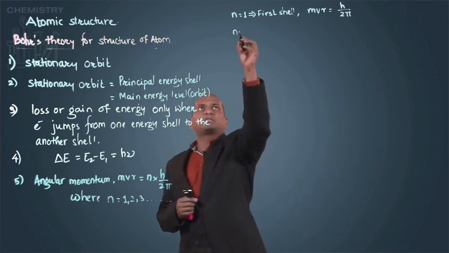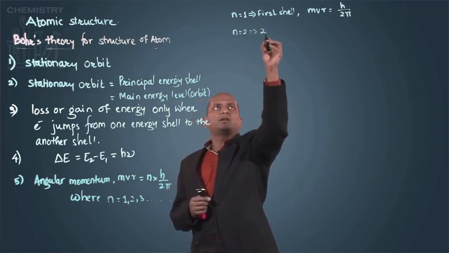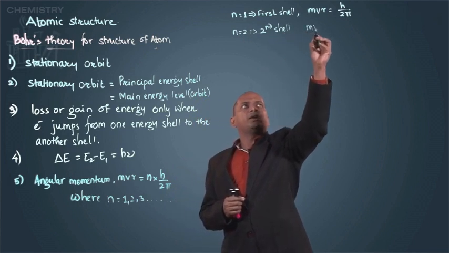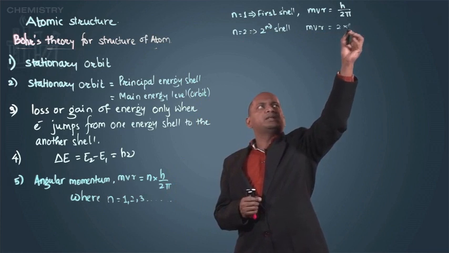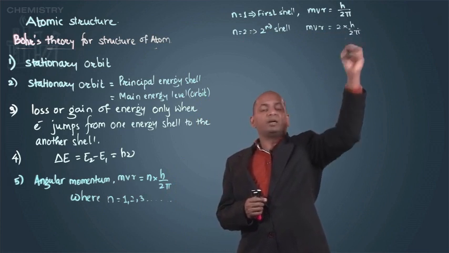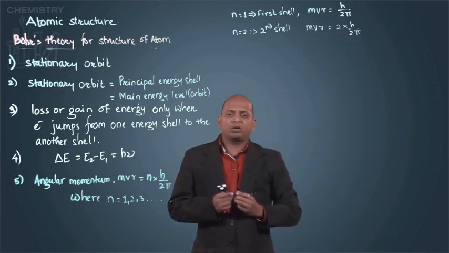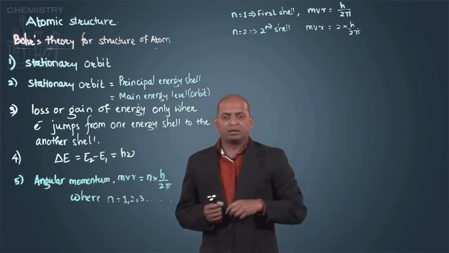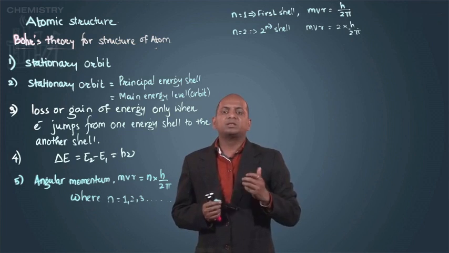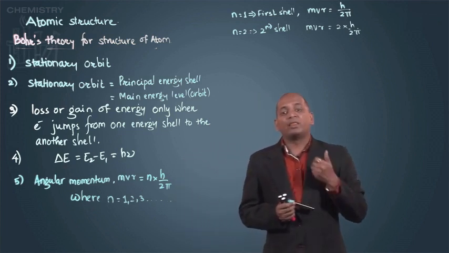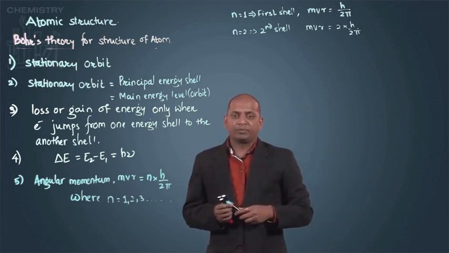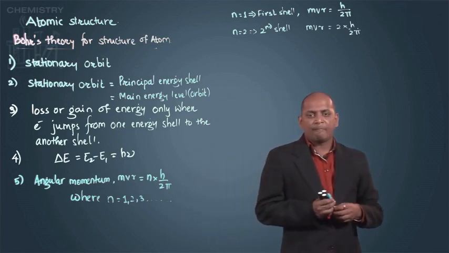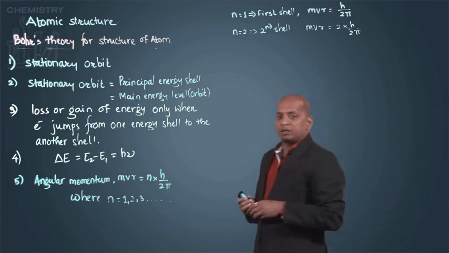If you are talking about second shell, then angular momentum is twice the h upon 2 pi. Means if the electron is coming from second shell to first shell, it cannot come directly, because that electron does not have that angular momentum. So how can it achieve? By losing energy. So this is a very important concept again.